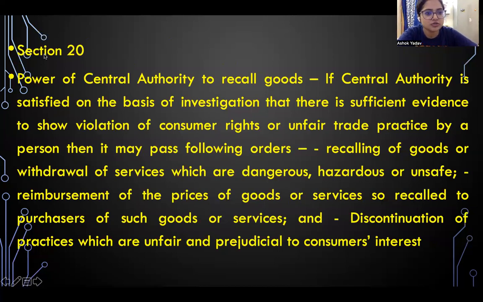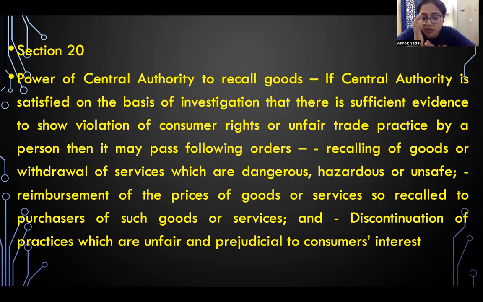Now let's read section 20. Section 20 talks about the power of the central authority to recall goods. If the central authority is satisfied on the basis of investigation that there is sufficient evidence to show violation of consumer rights or unfair trade practice by a person, then it may pass the following orders: recalling of goods or withdrawal of services which are dangerous, hazardous or unsafe, the reimbursement of the prices of goods or services so recalled to purchasers of such goods and services, and the discontinuation of practices which are unfair and prejudicial to the consumer interest. So section 20 is basically talking about the powers given to the central authority.